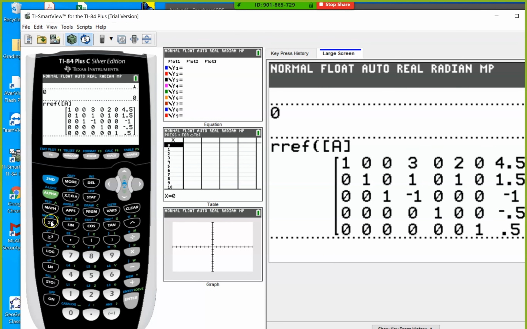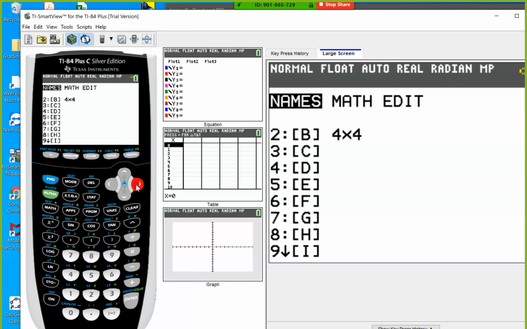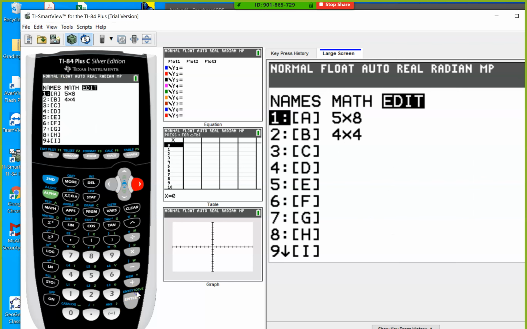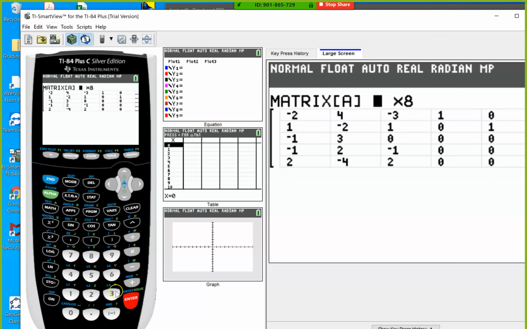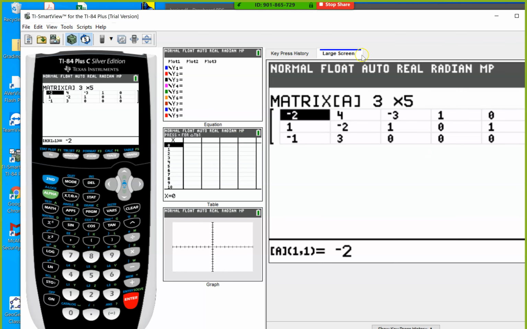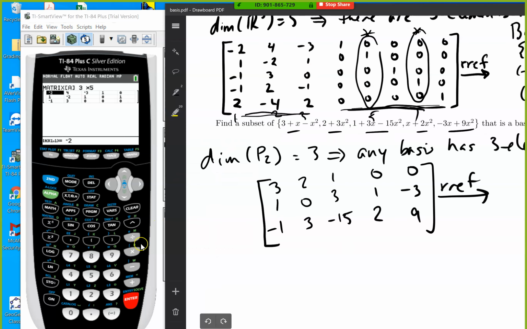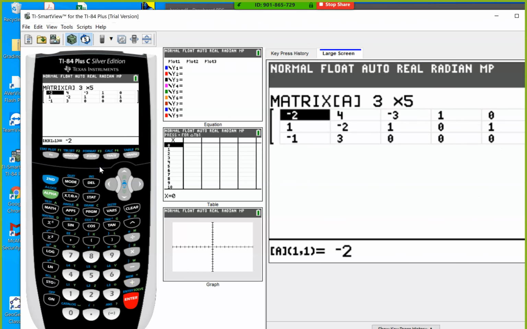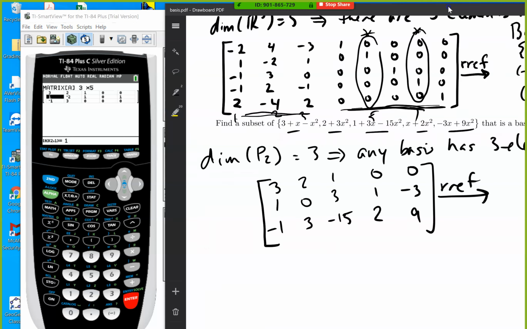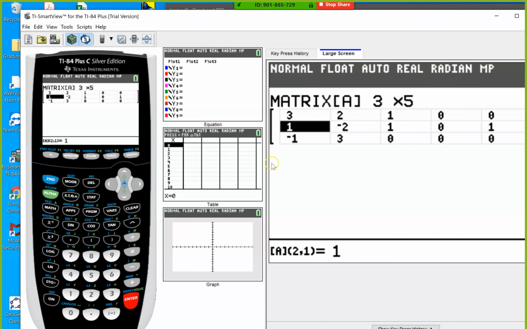Go back and edit my matrix. And that one was a 3 by 5, right? Okay, and here, let's see, we have 3, 2, 1, 0, 0. So go back over here. We had 3, 2, 1, 0, 0. The next row, 1, 0, 3, 1, negative 3.